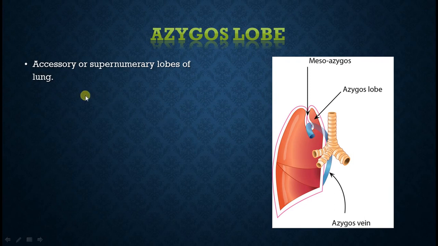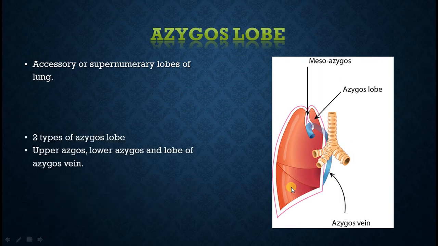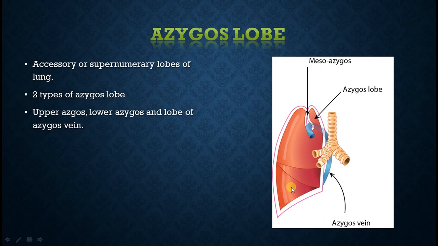Okay. So accessory or supernumerary lobes, apart from these three lobes, are called the Azygos lobes. As I told you, two types. One is called the upper Azygos lobe, another one is called the lower Azygos lobe. Now this does not bear any importance, whereas there is one more type which is called the lobe of Azygos vein.